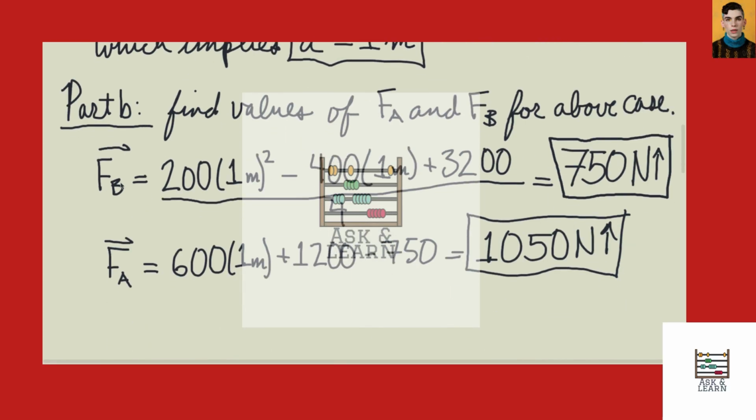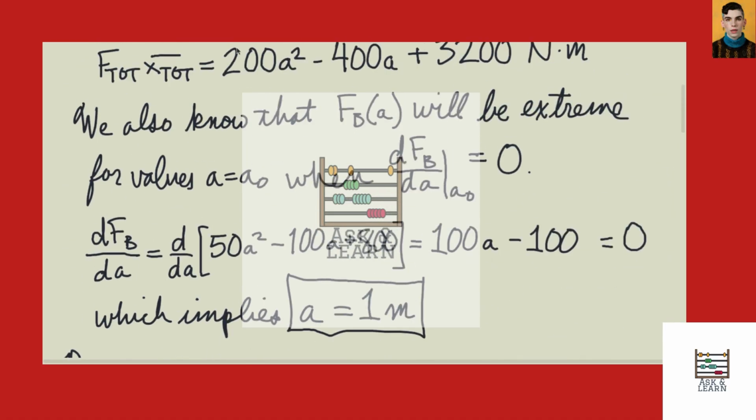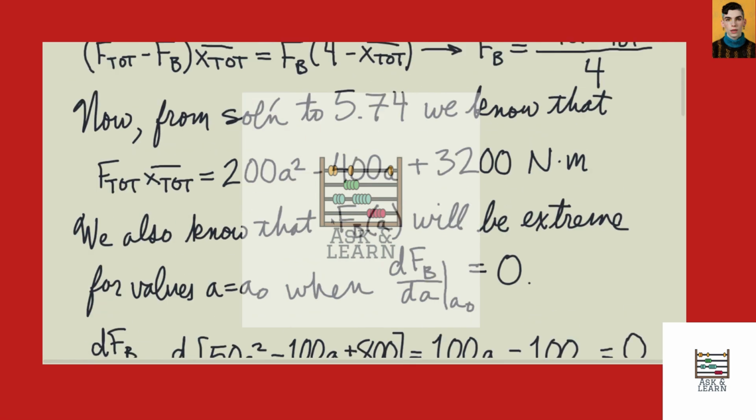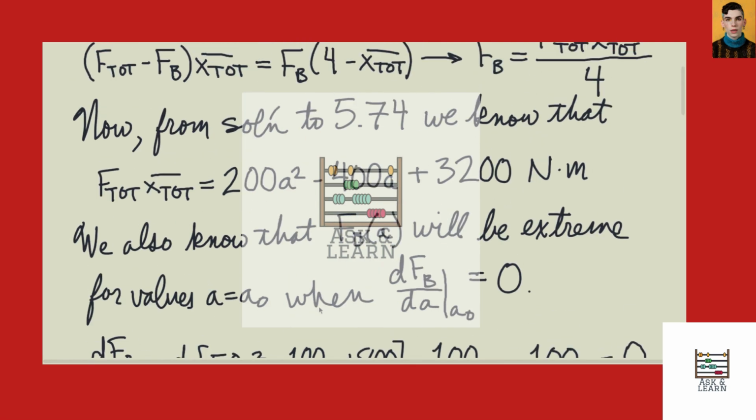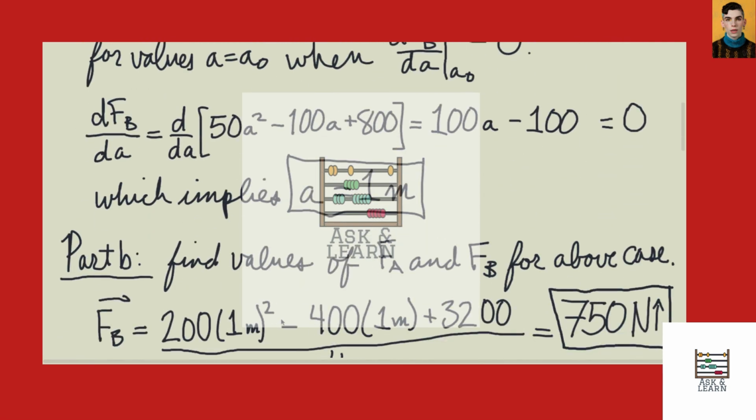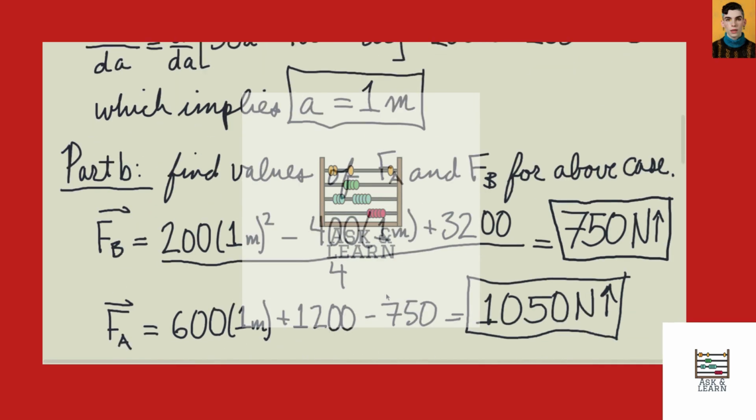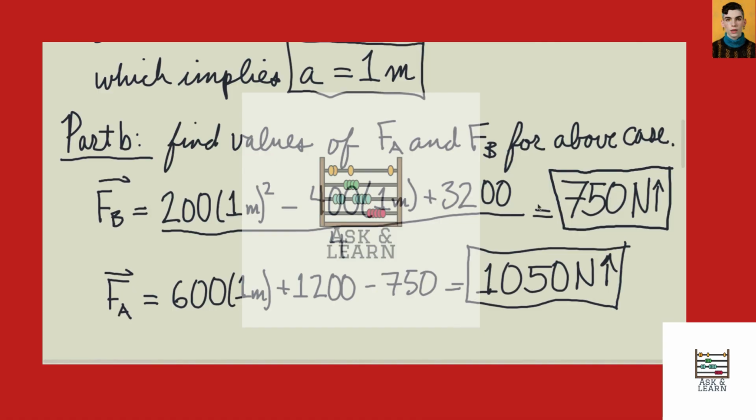Secondly, we're asked to find the values of these reaction forces at each of the ends of the beam. We can do that by using our composite expression above, inserting in A of 1 meter. That's all we have to do for this case. And we are left with 750 newtons upward.